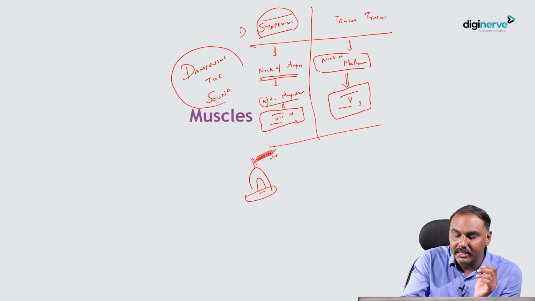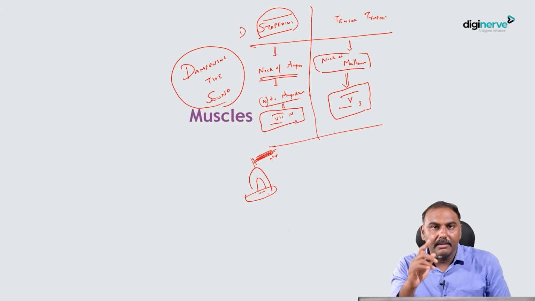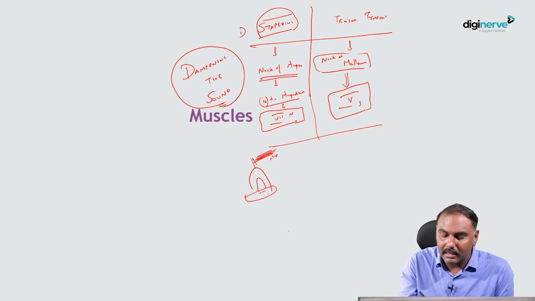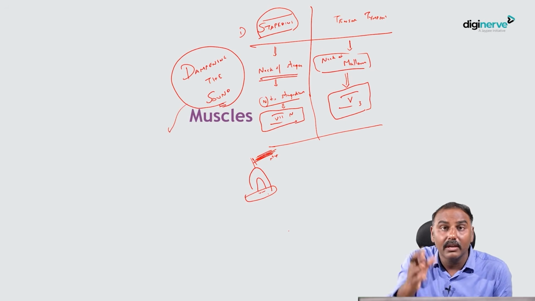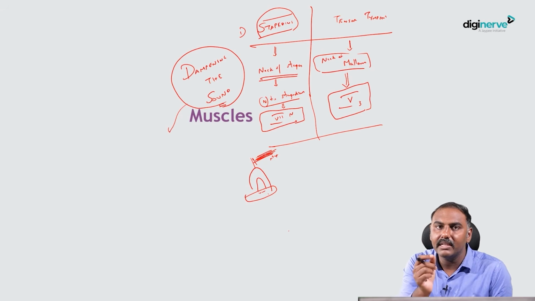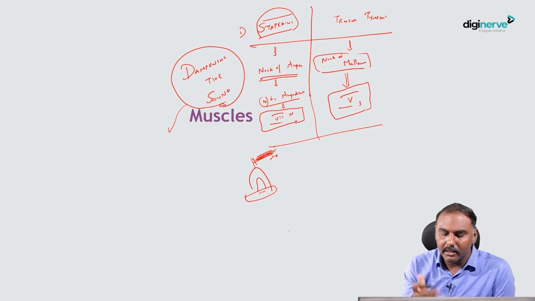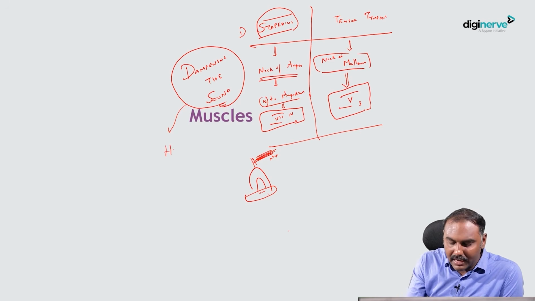Main function of the stapedius is dampening the sound. If our stapedius is not working, how will we hear a sound? We will hear even a normal sound like a high pitched sound, right? So we call that condition hyperacusis.